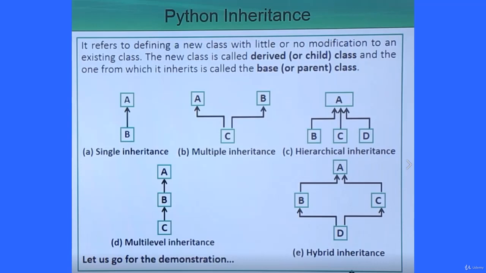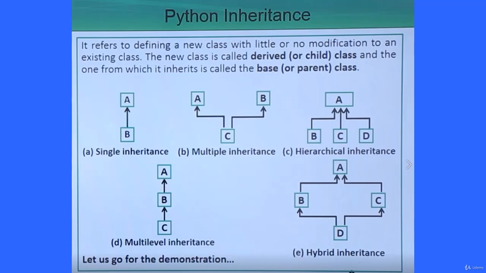In this way you can also have another combination of multiple and hierarchical inheritance. From multiple base classes to one derived class, and from one base class to multiple derived classes. That can also happen, and it is known as multiple hierarchical inheritance. So here we have discussed the different types of inheritance. Let us go for one practical demonstration for better understanding.